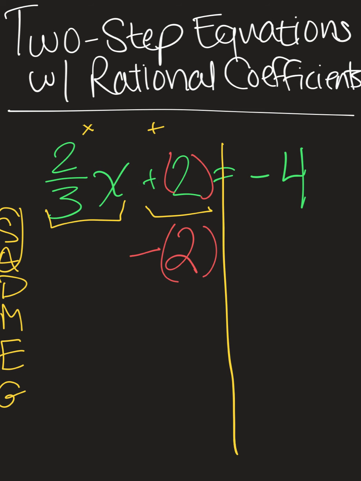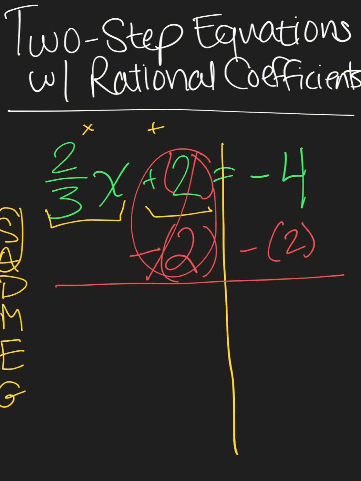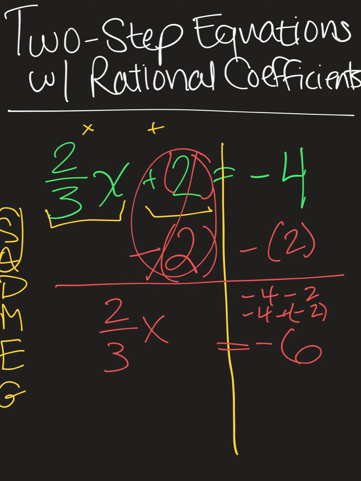So I'm adding positive 2, I'm going to subtract positive 2 as well. Now remember, if I do it to one side, do it to the other, so I have minus 2. And I have left on the left side here, I have remaining 2/3 x. On the right, I have negative 4 minus 2. Because I have a negative 4 minus 2, I'm going to do keep, change, negative 4 plus negative 2. And I end up with negative 6. But I'm not done yet.